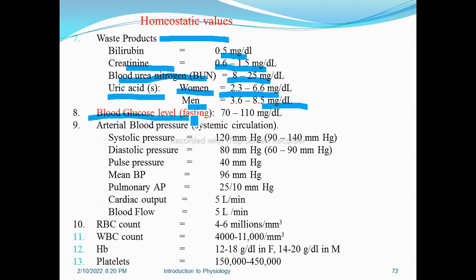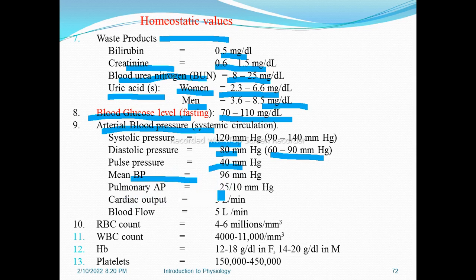Blood glucose level has two parts: fasting blood sugar and random blood sugar. Fasting blood sugar is between 70 and 110. Arterial blood pressure: systolic blood pressure is 120, but the range is between 90 and 140. Diastolic blood pressure is 80, between 60 and 90. Pulse pressure is 40, mean blood pressure is 96, pulmonary arterial pressure is 25/10, cardiac output is 5 liters per minute, and blood flow is 5 liters per minute.